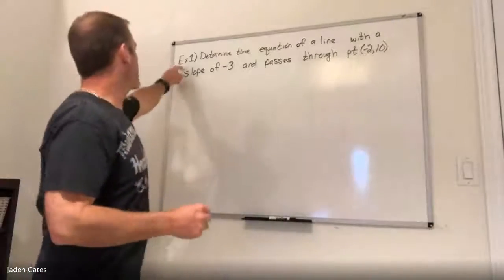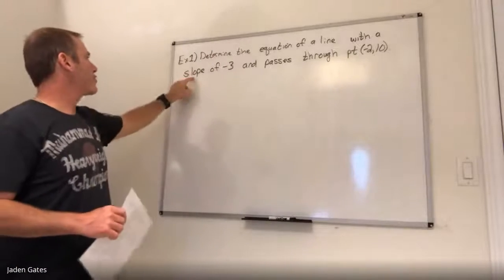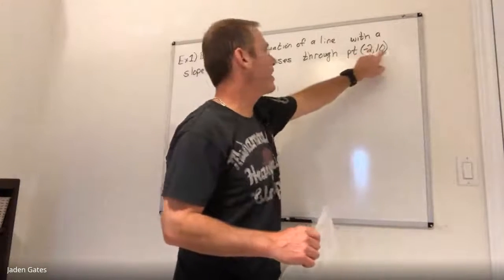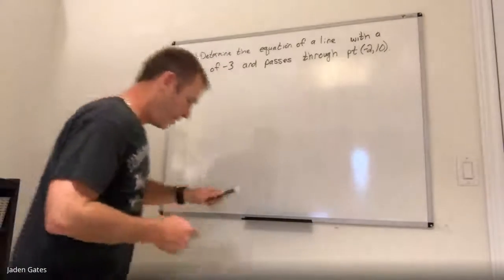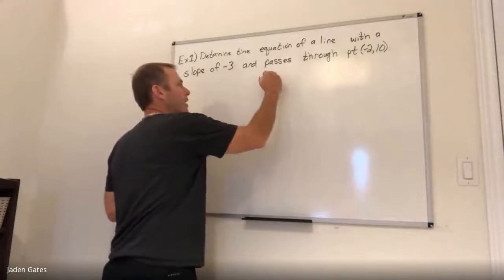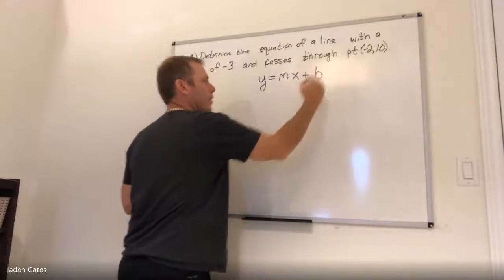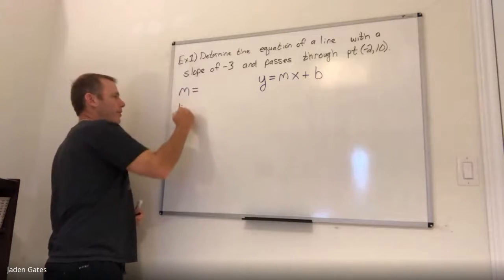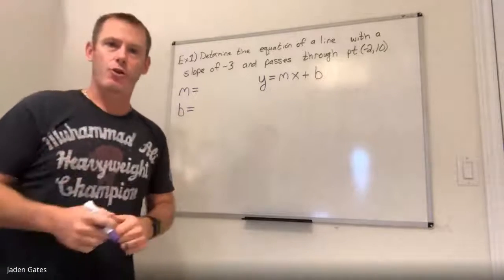All right, so the first example says determine the equation of a line with a slope of -3 and it passes through the point (-2, 10). To do that, just like when we were looking at a graph, the equation of a line is always in the form y equals mx plus b. We need two things, the slope and the y-intercept. Once we have those, then you've got your equation of a line.